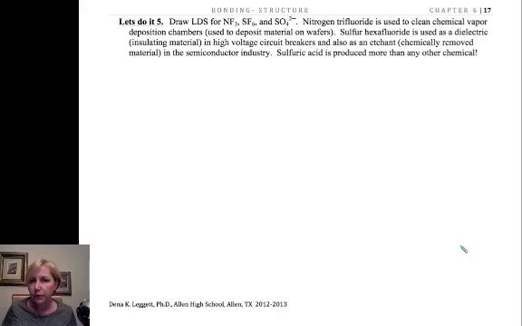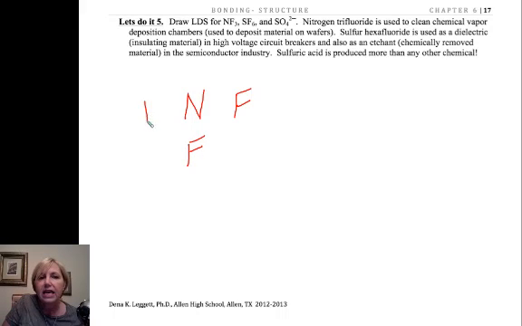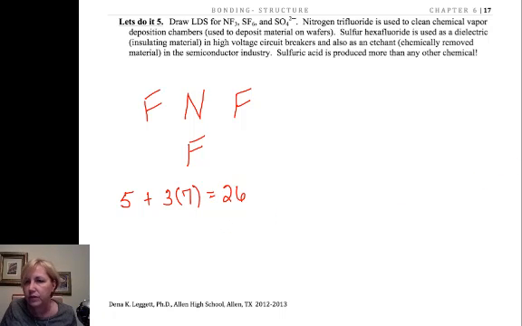Now let's use this process to do a few examples. Start with NF3. I've got nitrogen. It's the least electronegative. It goes in the center. Fluorine will never double bond. I would write that down. Fluorine doesn't double bond. And it's always a peripheral atom. Now, nitrogen brings 5 valence electrons. I have 3 fluorines at 7 each, so I've got 26 electrons to use.